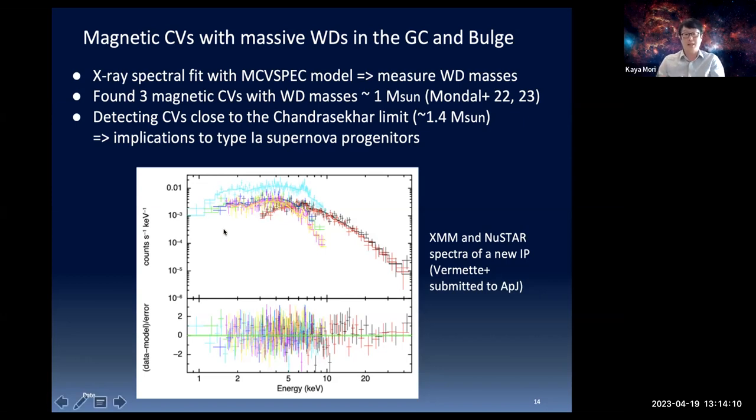To do this, I would say covering both the soft X-ray band and hard X-ray band with Chandra, XMM, and NuSTAR is very important, because you can really measure the mass over a broad band, and the shock temperature is proportional to M over R, and that's coming from the hard X-ray. So NuSTAR data really played an important role in measuring the white dwarf masses.